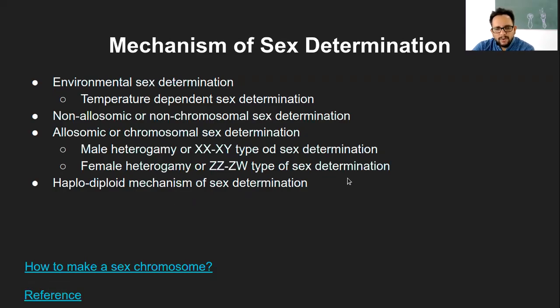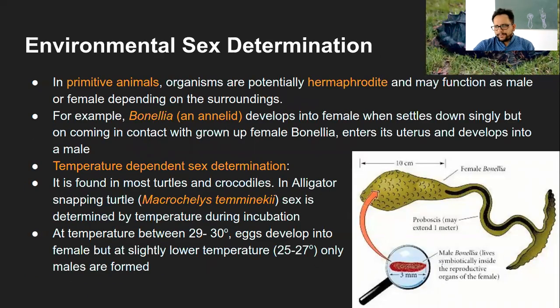Just to add a note here, there is another very interesting article, called how to make a sex chromosome. It's not literally a recipe, but they are referring to how the sex chromosome has evolved and how it is formed. I guess this is from Nature Publishing Group, so you can go through it and the references attached to it.